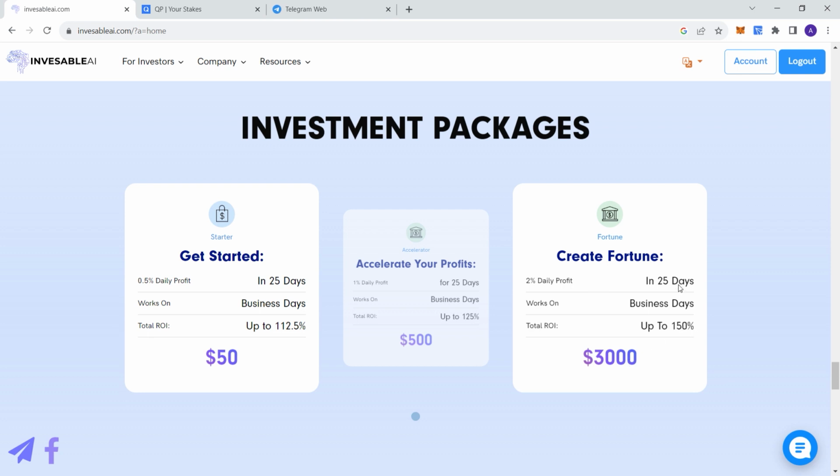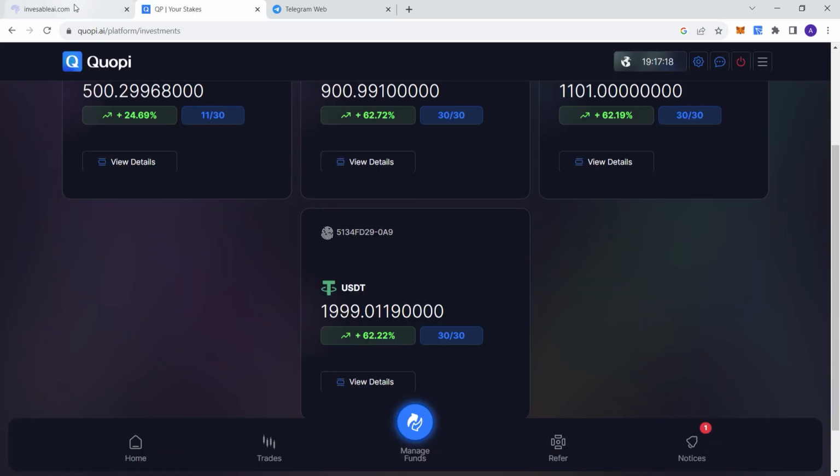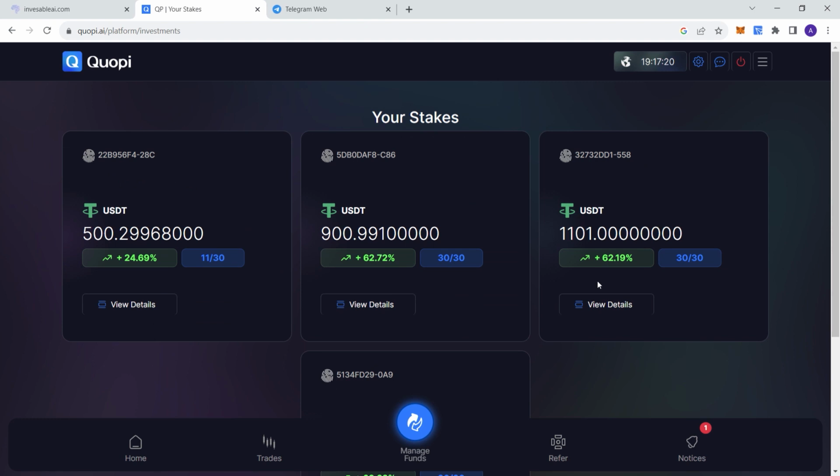So Quopi has a better, more flexible plan, but this one has a shorter plan. The only difference is if you don't have that 3,000, then some people might be turned off. But if you have the 3,000 and you want a quicker return, this might be it for you. If you don't have the 3,000, let's say you only have 1,500, then this one might be it for you. But it's locked up for a little bit longer. So I think Quopi takes that as far as more flexibility when it comes to plans. Next, let's go to withdrawal.